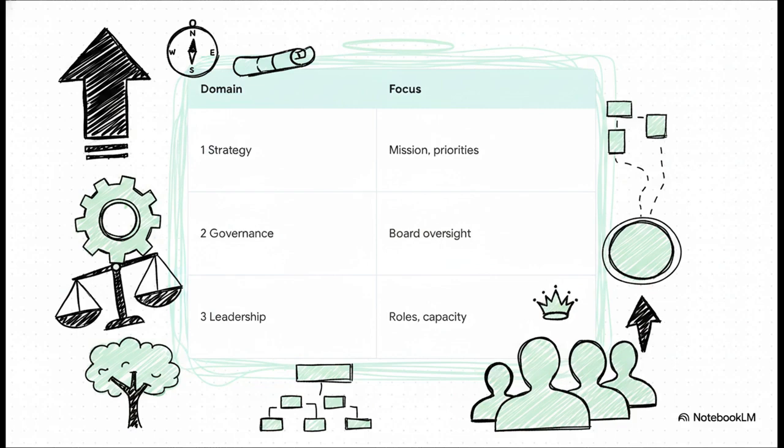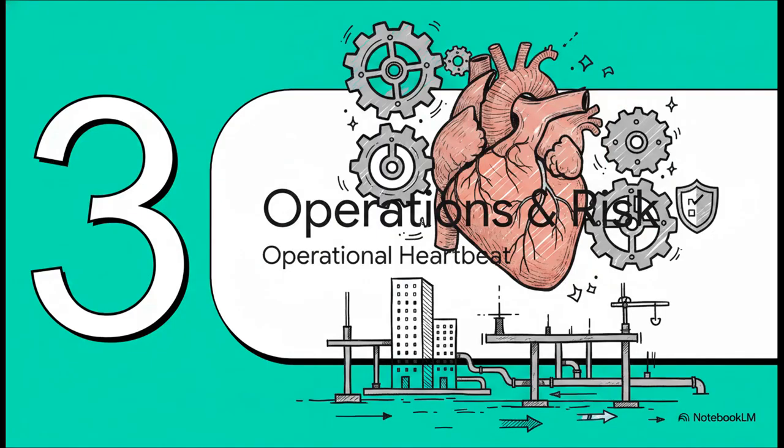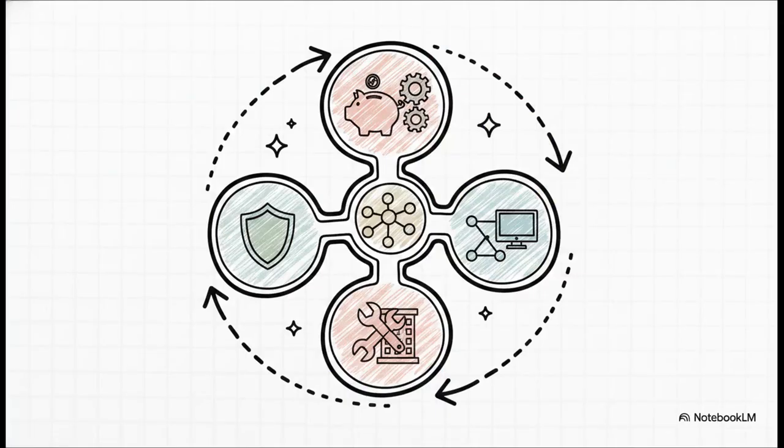All right, Section 3, Operations, Risk, and Infrastructure, the operational heartbeat. So now we're moving from the brain of the school down into its body. This is our biggest cluster, the operational heartbeat where the heavy lifting and the actual daily work happens. We've got financial sustainability, core operational systems, risk compliance and safeguarding, data, technology and information systems, and lastly, facilities and infrastructure.